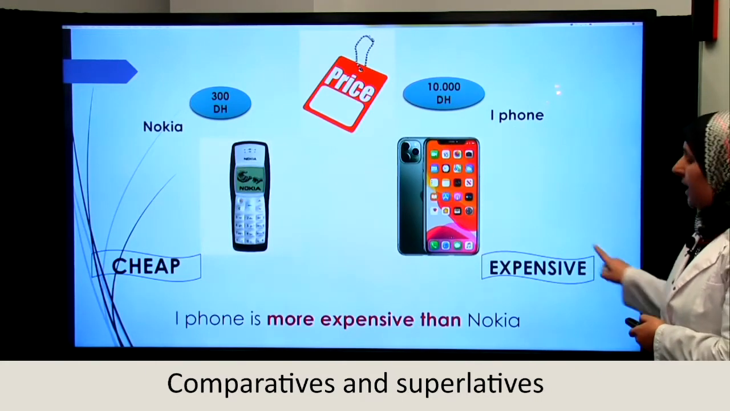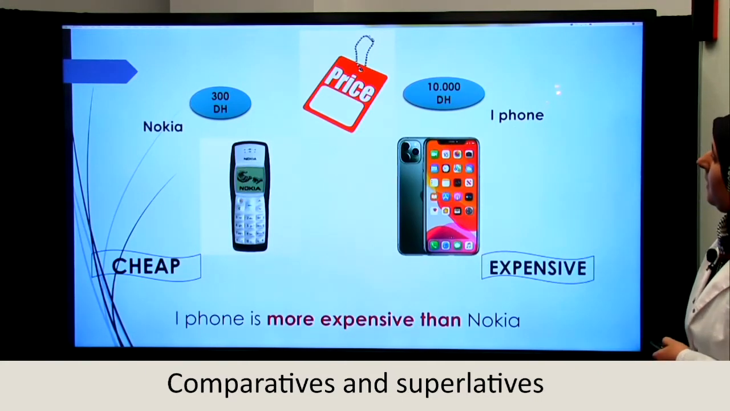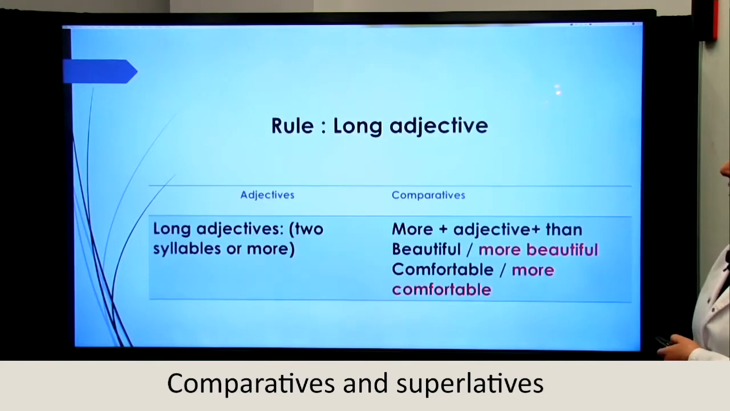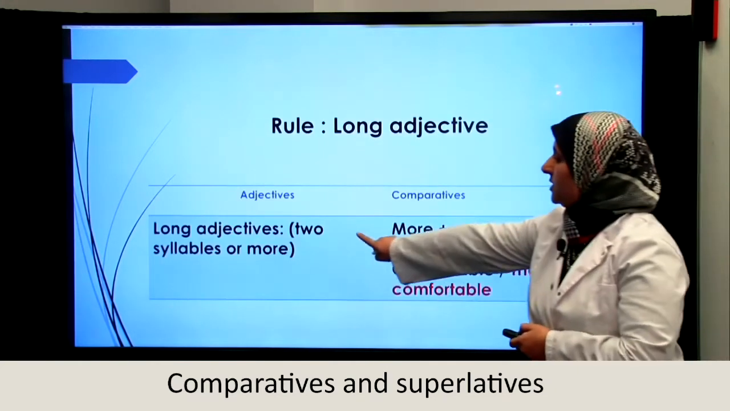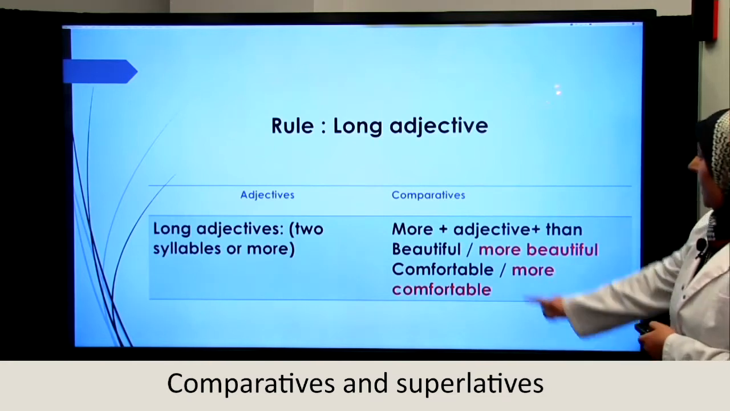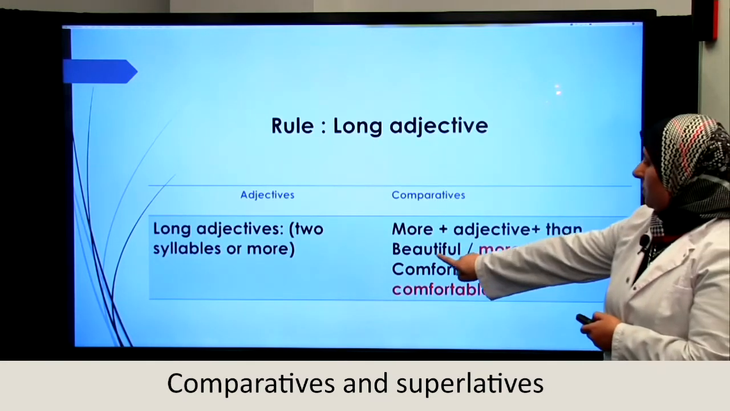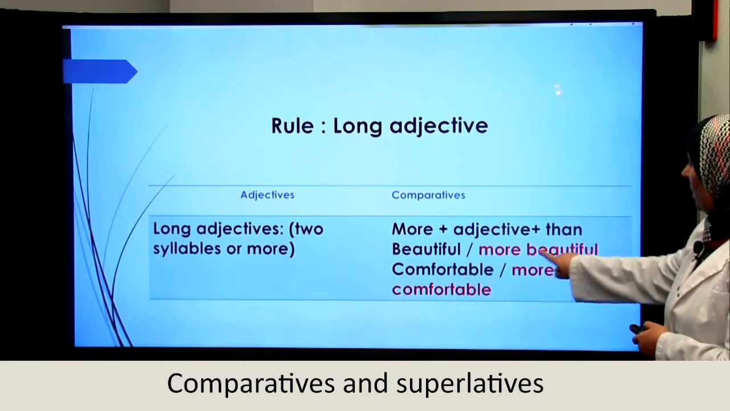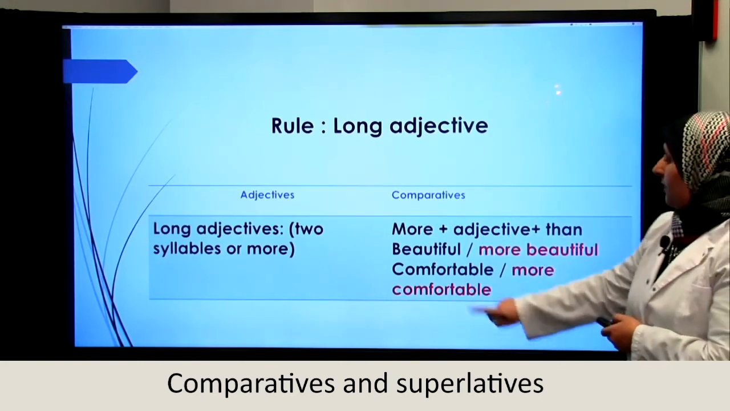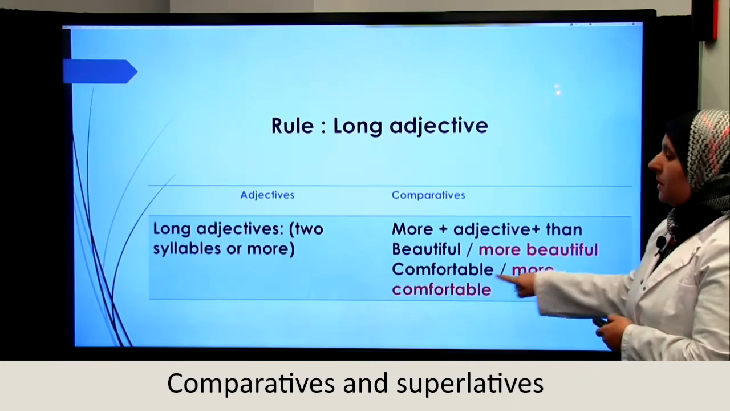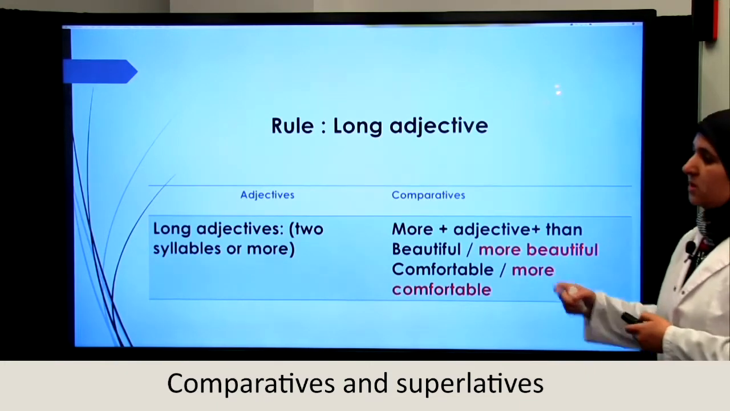So what is the rule when we have a long adjective? For long adjectives, meaning we have two syllables or more, we have more plus adjective plus than. Example, if I have beautiful, I say more beautiful than. If I have comfortable, more comfortable than, because the adjective is long.